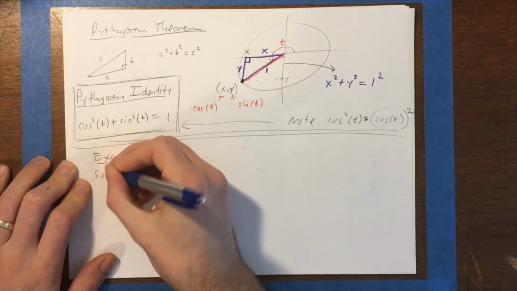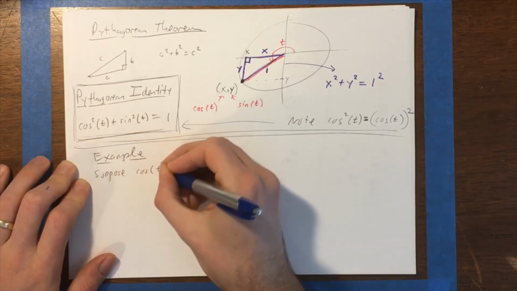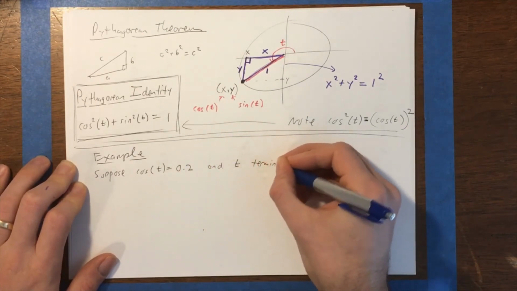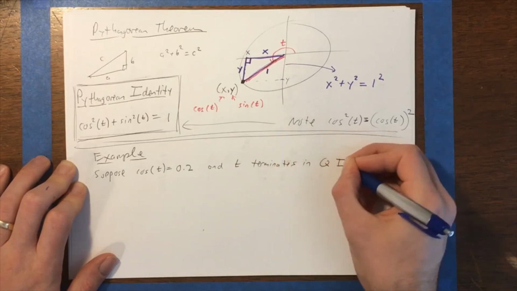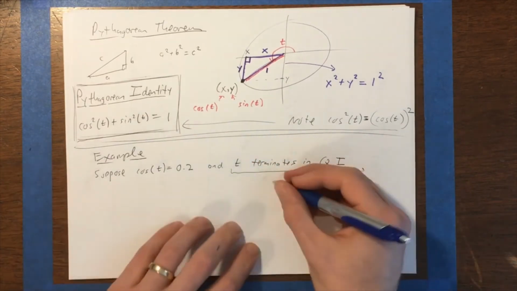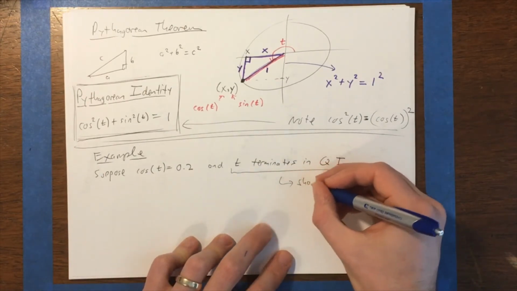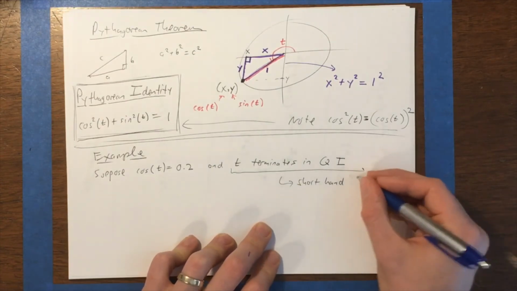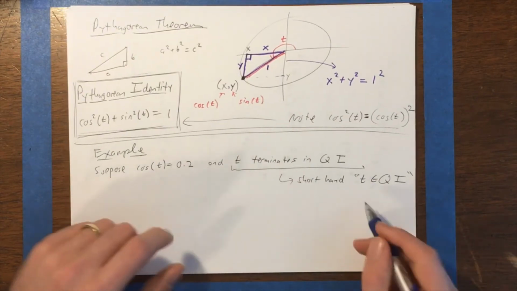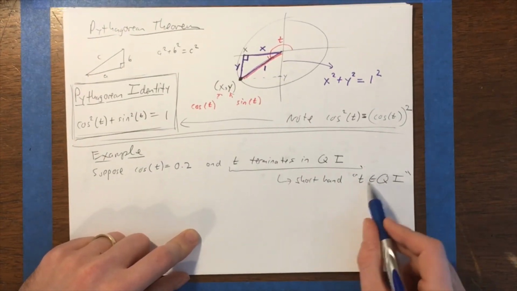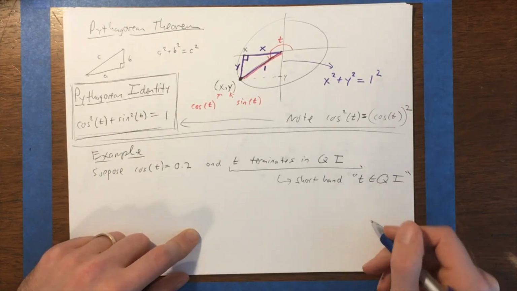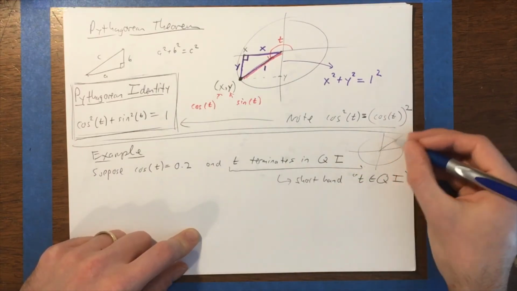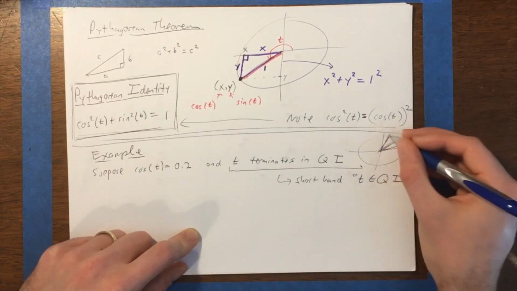Let's suppose cosine of t is equal to 0.2, and t terminates in quadrant 1. For this, saying t terminates in quadrant 1, I like to use the shorthand t is an element of quadrant 1. This is not official. I'm just saying if I write t as an element of quadrant 1, it means the terminal point for t is an element of quadrant 1. It's just a shorthand. So that means we're talking about an angle that ends up here somewhere, maybe over here or over here, right? Somewhere in this range.